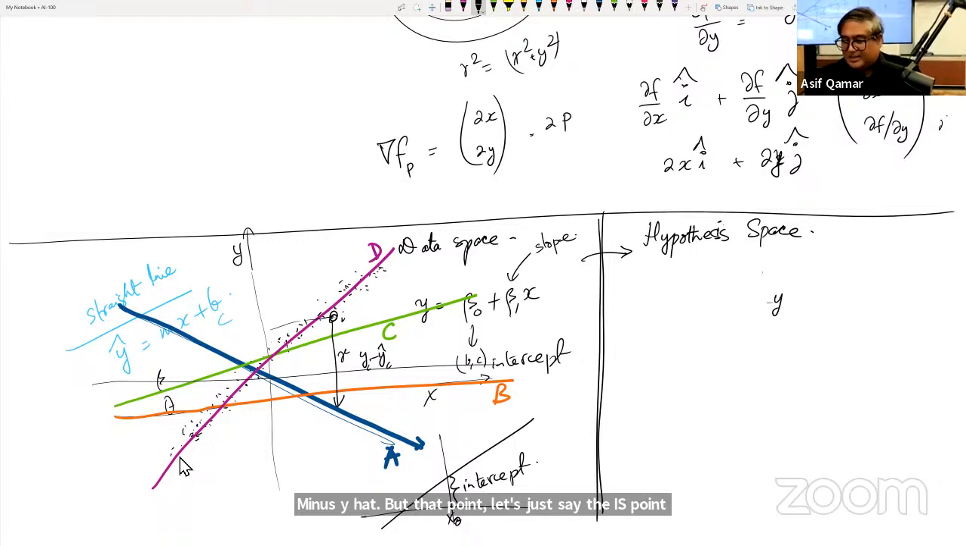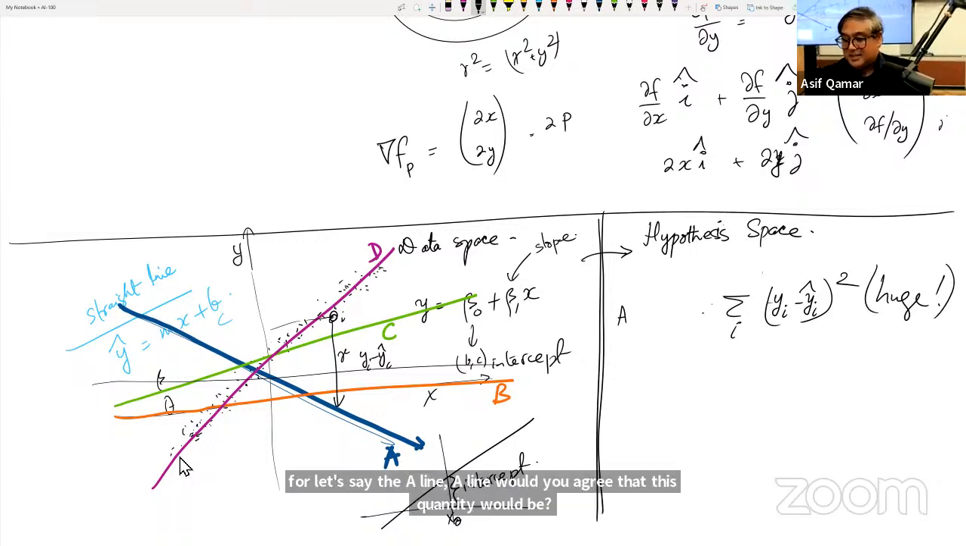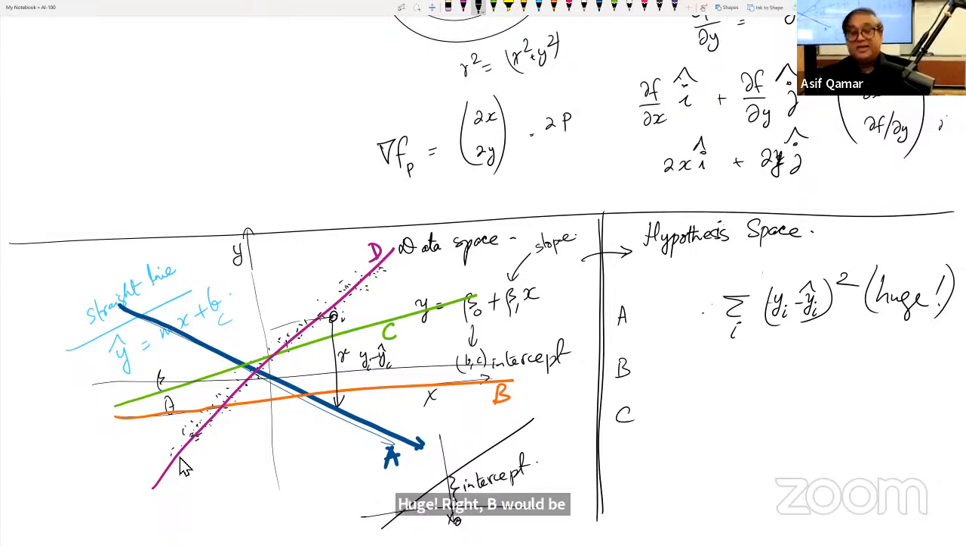So in fact, you square the residuals. That would be huge, isn't it? And if you do this for the A line, would you agree that this quantity would be huge, right? B would be better, C would be even better, and D would be the best, isn't it? So therefore, this quantity, which is called the loss, is minimum for D.